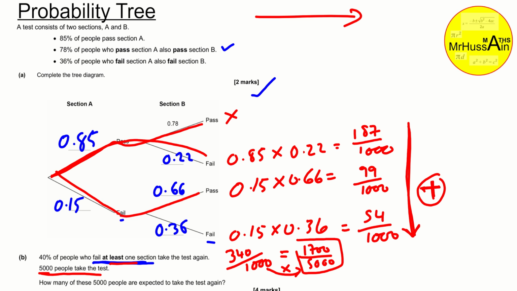But they've said only 40% of those. So we need 40% of 1,700. So that's 680. So those 680 people will take the test again.